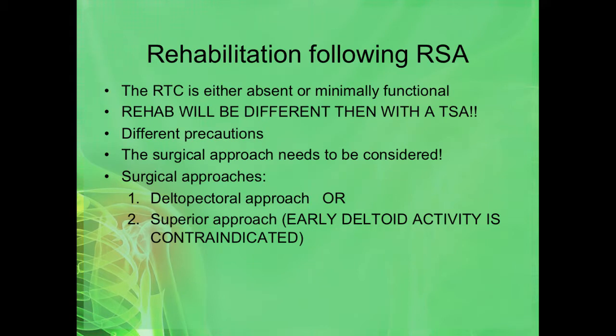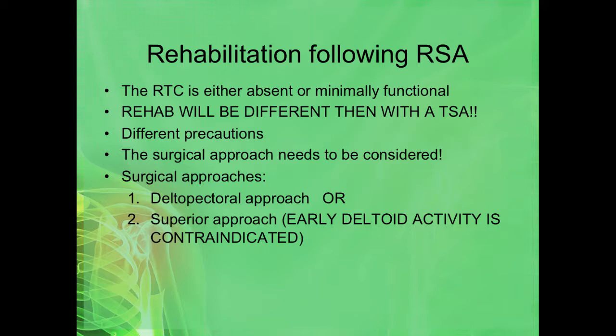Now, how do we rehab these patients? The rehab is definitely going to be different than somebody who had a total shoulder replacement. I mean, the mechanics are different. Somebody who had a reverse total shoulder, most times their rotator cuff is either absent or minimally functional. So they have different precautions. So you really need to know the surgical approach before treating a patient.